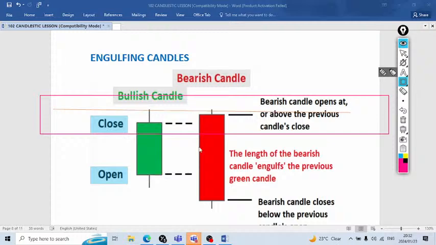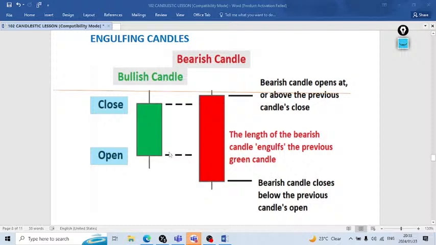So what you would want to see is this: one, the length of this bearish candle to engulf or to cover the body of the previous candle. That's one. And the bearish candle, this one is not that important. This might appear maybe in Forex, where the bearish candle opens here and closes below this open here. This candle closes below the open of this candle.